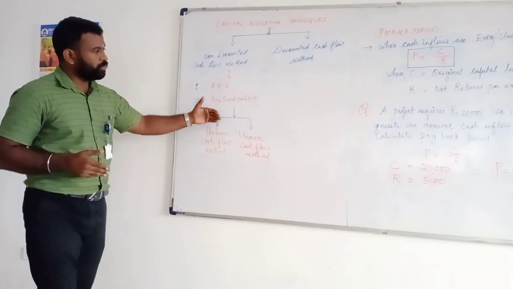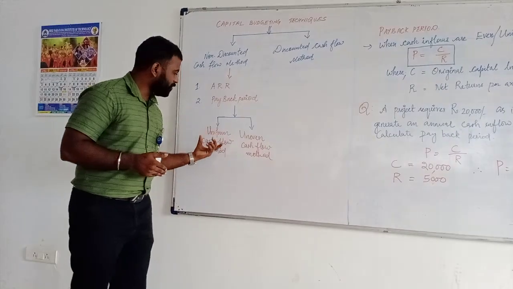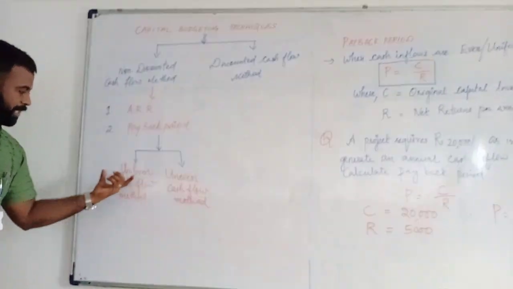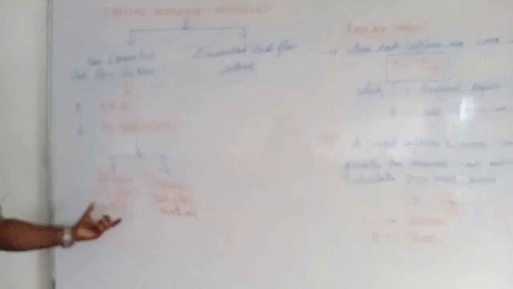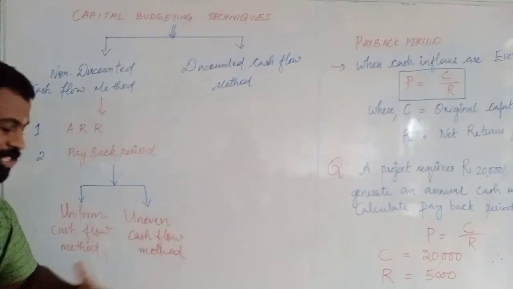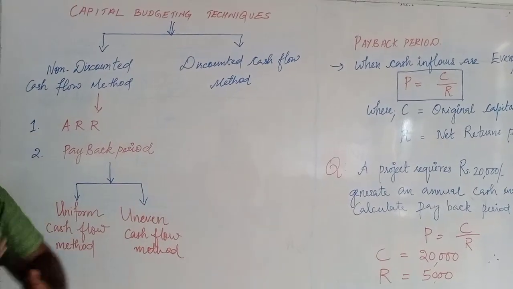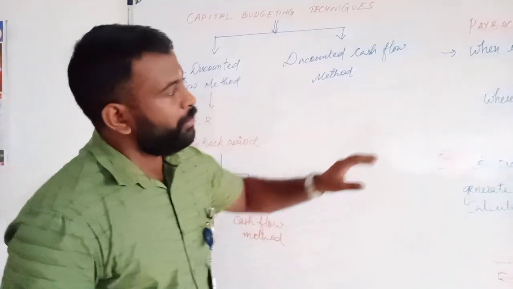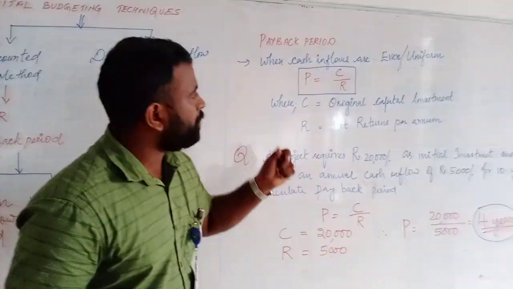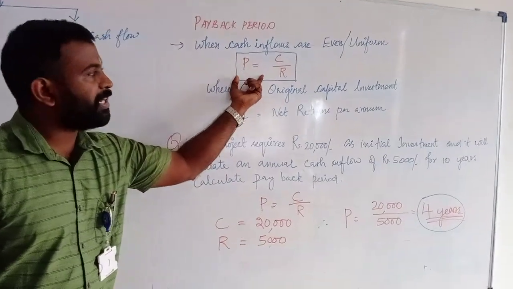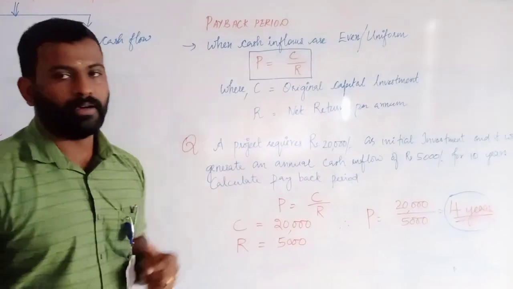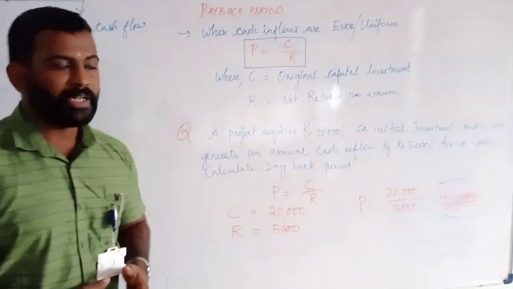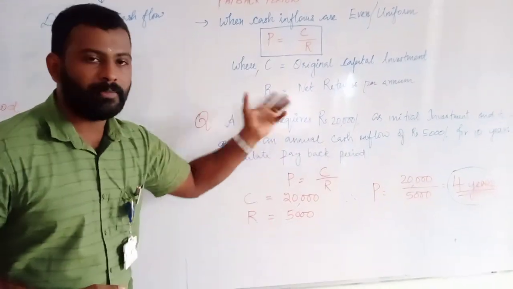Before we study the payback period method in detail, it is divided into two categories of projects. One is where the project gives uniform cash inflow in return, and the other is uneven cash inflow, that is, the project gives an irregular amount of return in different years. When cash inflows are even, the payback period in years can be calculated by the equation C by R, where C is the original capital investment and R is the net return per annum. That R is constant for a number of years.